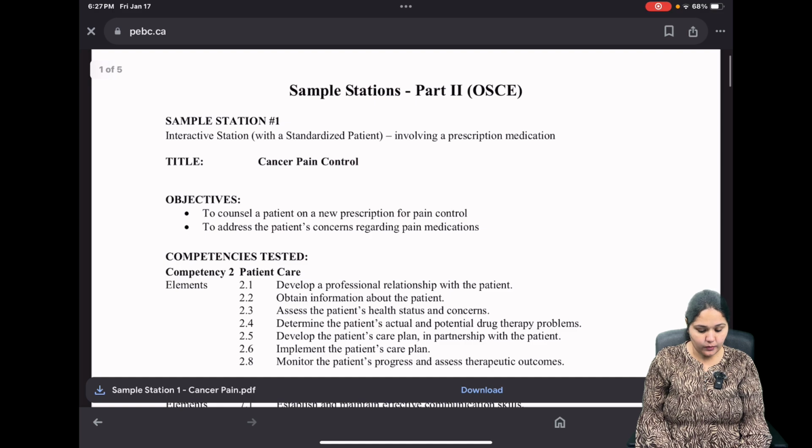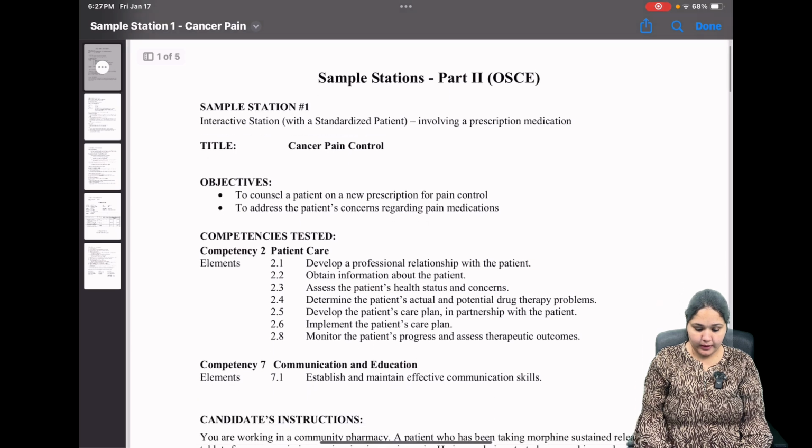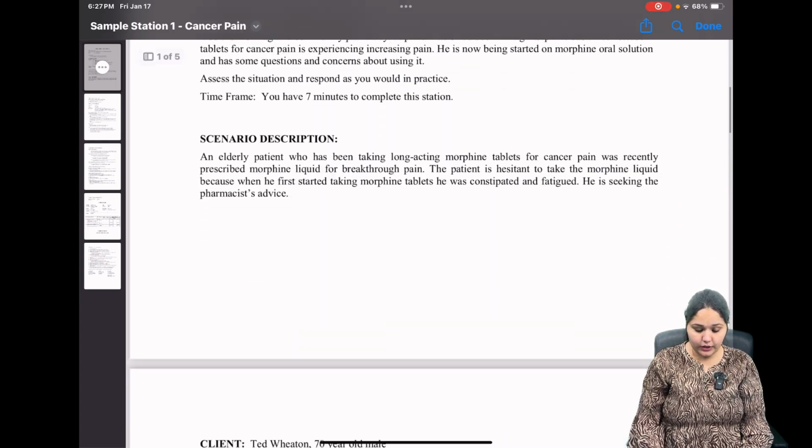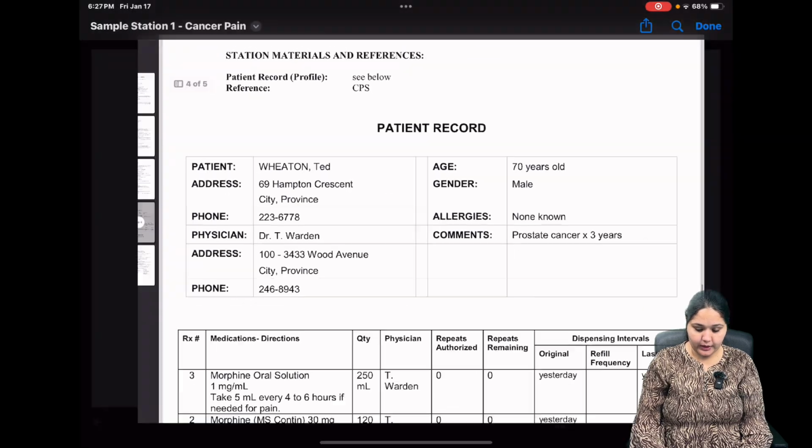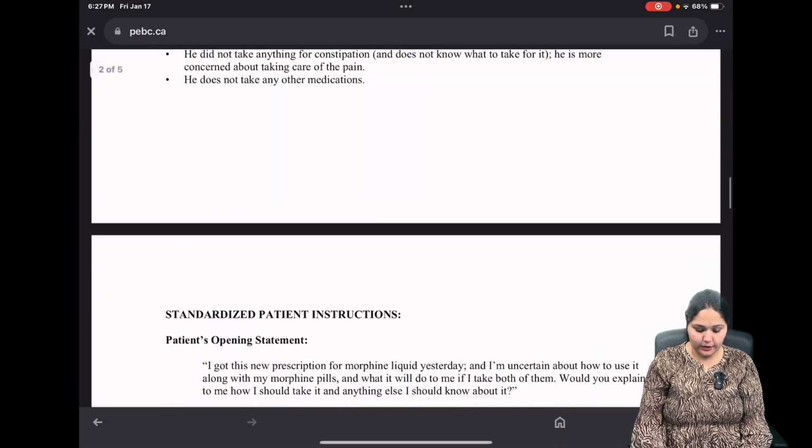Sample station 1 is related to cancer pain control. I'm going to download it. Whenever any station comes up for the OSCE, it will let you know what type of topic it is. Usually you will see, let me show you, these types of papers.